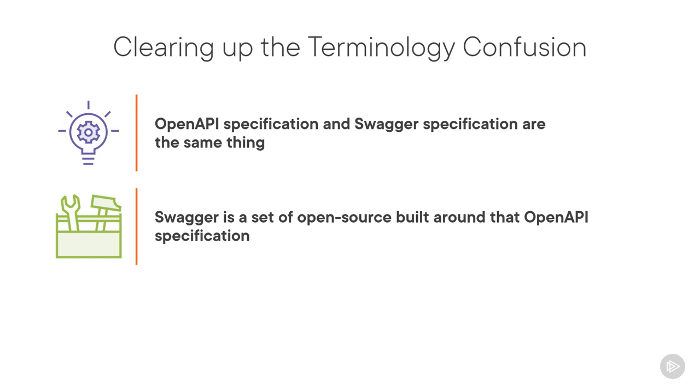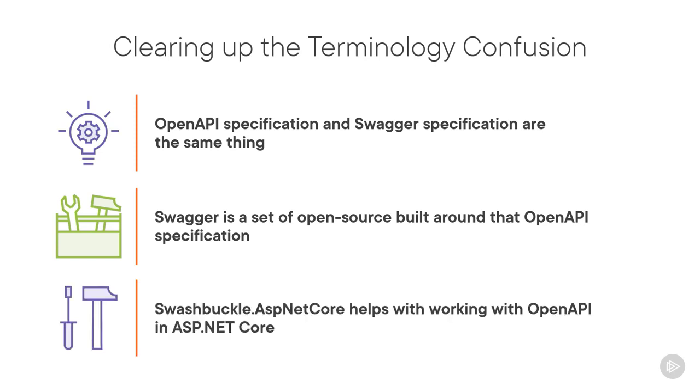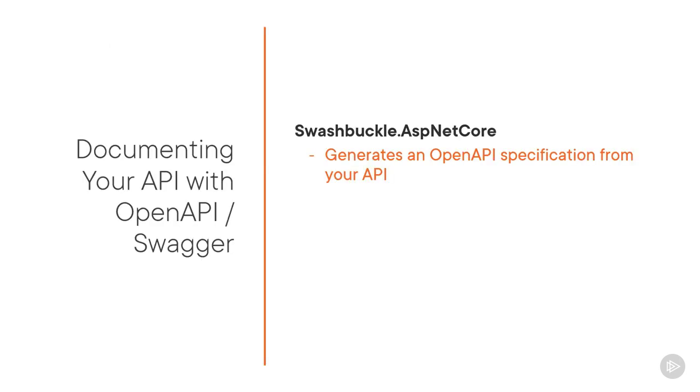We need some kind of tool or component that helps with working with OpenAPI in ASP.NET Core. That's where Swashbuckle.ASP.NET Core comes in. This piece of middleware has two main responsibilities. First, it generates an OpenAPI specification for our API. That matches our first requirement.